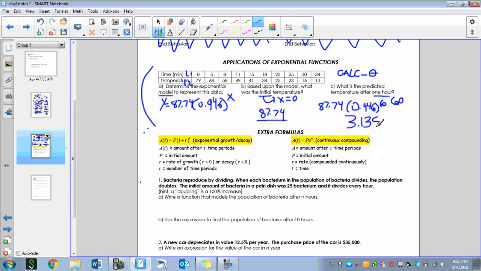And that should make sense, right? This was an exponential decay, so you should notice that all of the temperatures are falling. So it should make sense that once you get way past 34, way out here, the number should be very small, right?